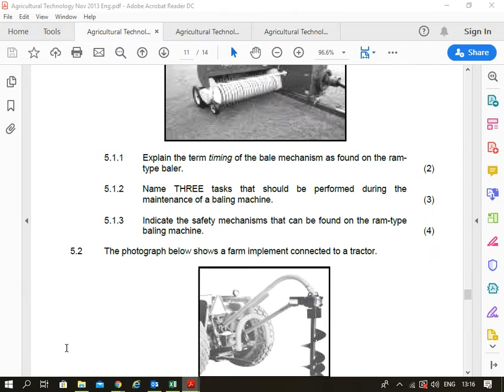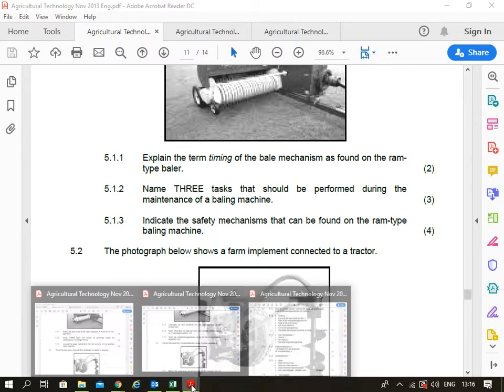Dan was daar 'n vraag in die laaste toets wat julle gegee het. Indicate the safety mechanism that can be found on the ram type baling machine. Wat 'n veiligheidsmeganisme het ons op 'n ram tipe baler?